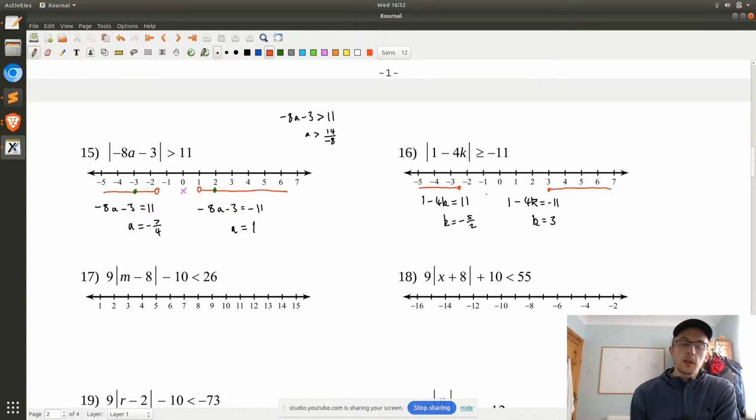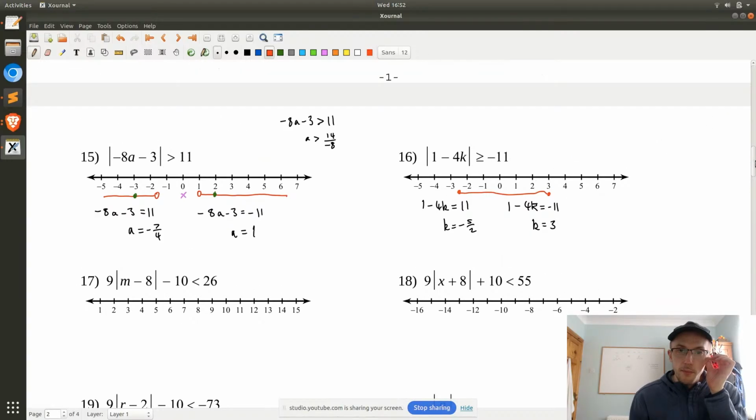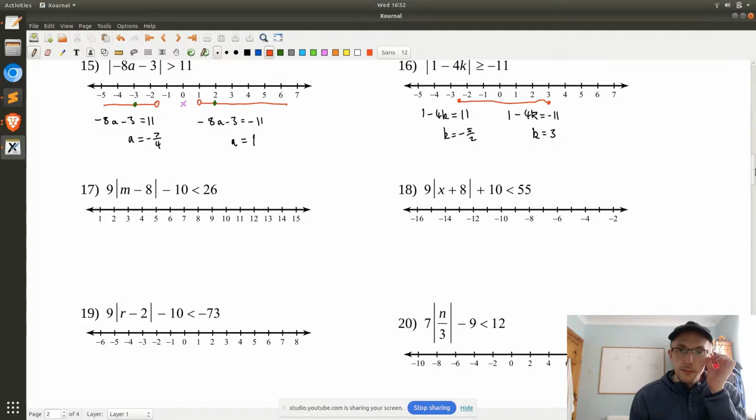And so to speed up testing, I'll just stick in 0. Is 1 greater than or equal to -11? It is. And so that should be included. 0 is like pass. So I do that. Right, I have to check these now. 15 and 16 look like that.